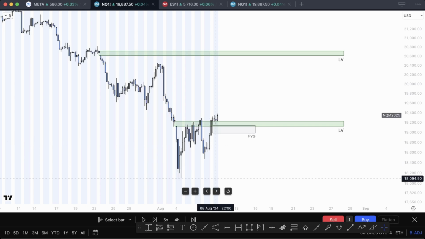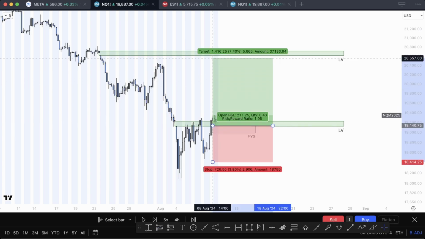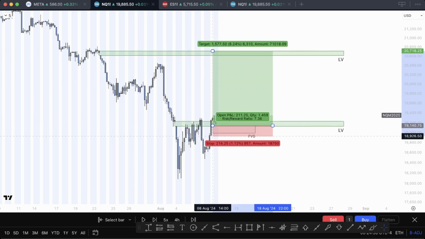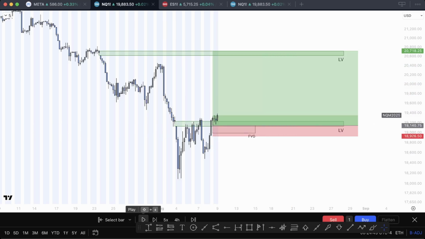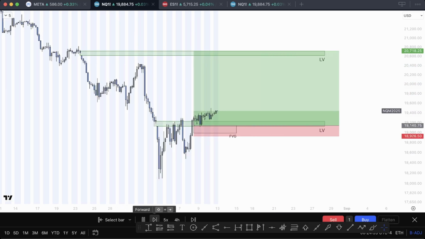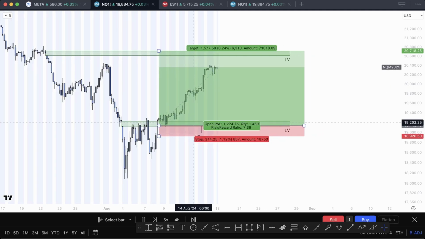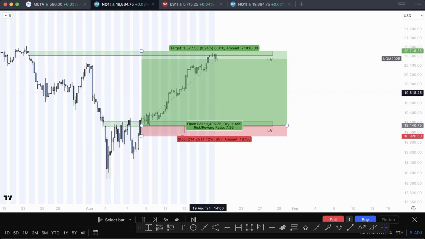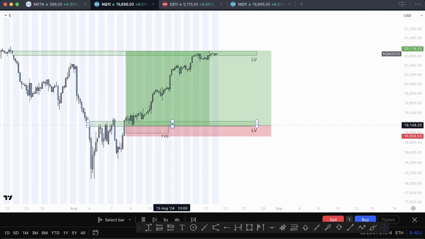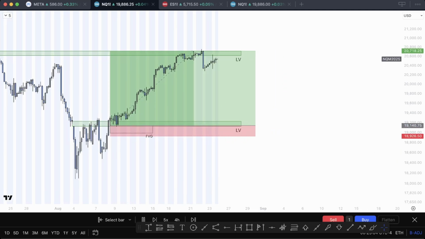So because of that, I'm going to put my entry model at the start of this 4-hour fair value gap to target this liquidity void up top, with our stop loss at the bottom of the candle that created the fair value gap. Let's play this out. Notice how we get tagged in here perfectly, and price starts to expand straight up to our liquidity void. And just like that, TP has been hit.